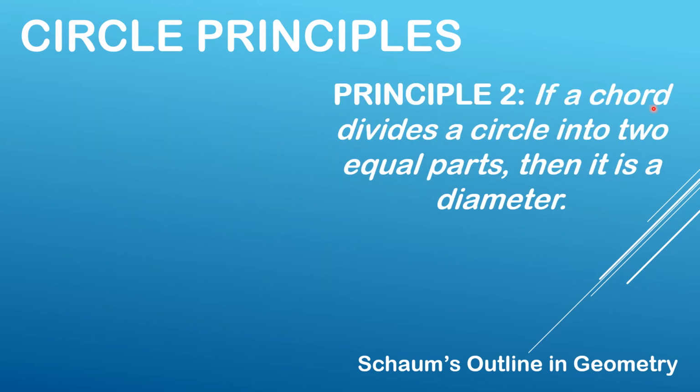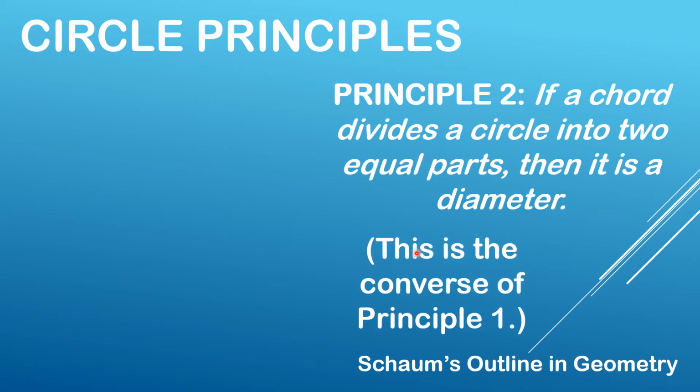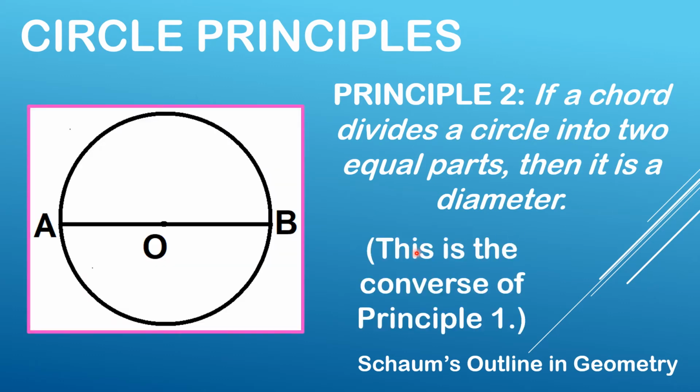Principle 2. If a chord divides a circle into two equal parts, then it is a diameter. So this is the converse of principle 1. Recall converse? Okay. So if this chord divides the circle into two equal parts, then this chord must be a diameter.